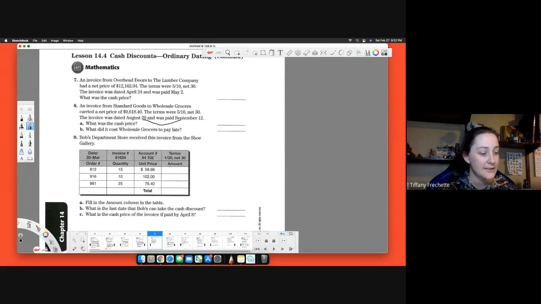All right, the next piece here, number 9, just has a couple of parts on it. So it says Bob's department store received this invoice from the shoe gallery. So here's the order number. Here's the quantity they ordered for each piece, for each shoe. And then here's the unit price for each one. And what they want you to do is literally just multiply these. How much does it cost? So that's part A. Fill in the amount column in the table.